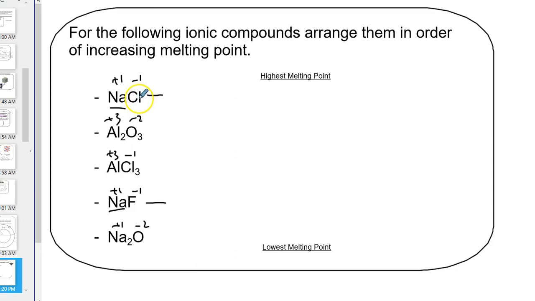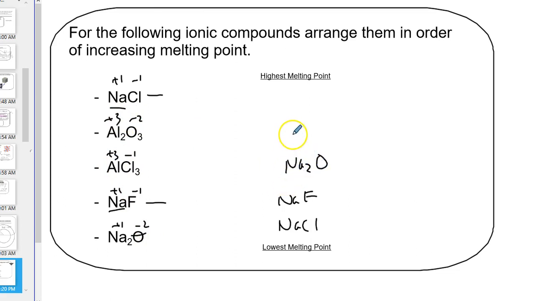Larger means lower melting point. Find these two guys on your periodic table. This guy's got 3 energy levels. This guy's got 2. So NaCl is the lowest, followed by NaF. And we start working our way up. As our charges increase, we just simply start taking the next biggest one. This guy is 1 and 2, 1 and 3, 2 and 3.